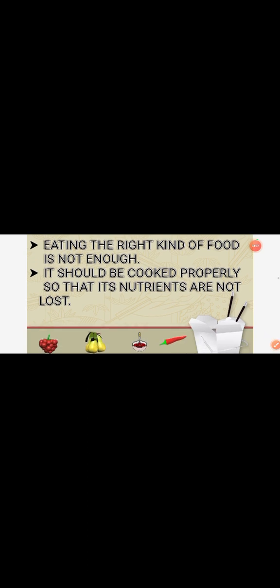Eating the right kind of food is not enough. It should be cooked properly so that its nutrients are not lost. So the answer for this question, do you think that people of all ages need the same type of diet, is: eating the right kind of food is not enough. It should be cooked properly so that its nutrients are not lost. So this question comes: why is it necessary to cook food items? Another question is: do some nutrients get lost in the process of cooking and preparation? How? Now you have to find out the answer for this.